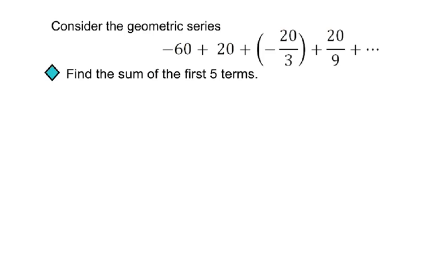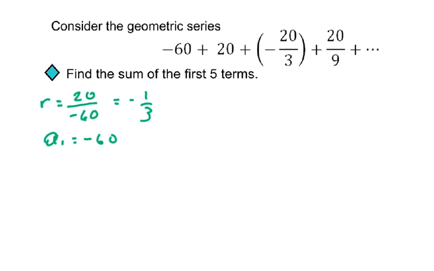Consider the following geometric series: negative 60 plus 20 plus negative 20 over 3 plus 20 over 9, etc. Find the sum of the first 5 terms. Okay, well, we need to determine what r is. So r we can find by doing 20 over negative 60. That gives us negative 1/3. And then a sub 1, of course, is negative 60.